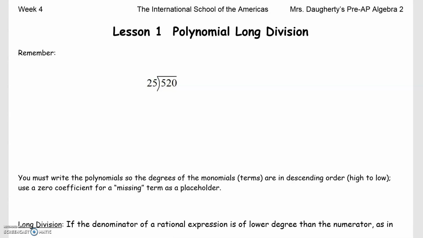All right, so week 4. Today what we're going to talk about is polynomial long division, or I should say this week, we are only going to focus on division. Last week we talked about adding, subtracting, and multiplying polynomials, and then dividing is a little bit harder.